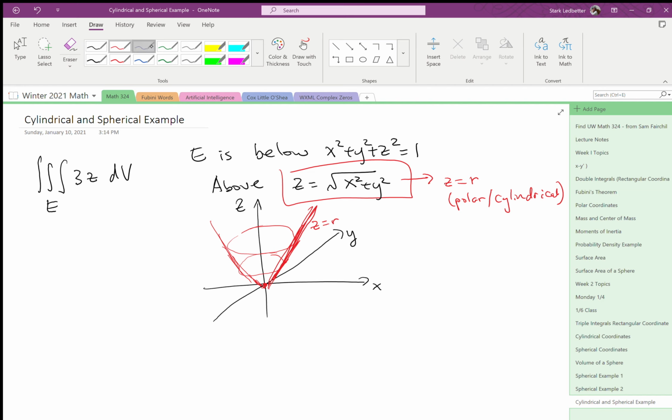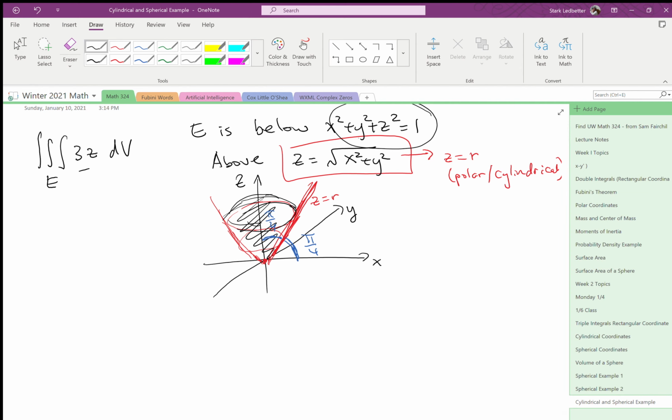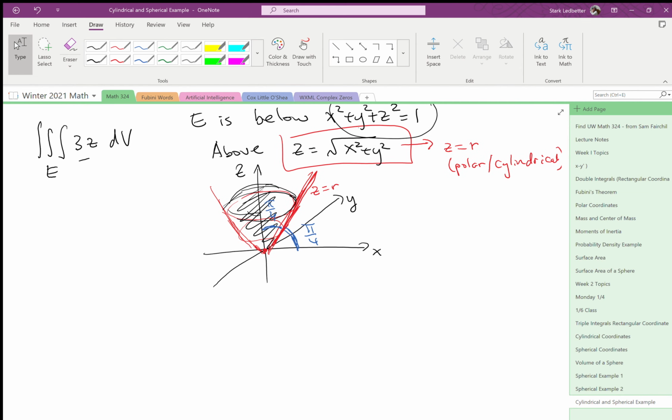So one notable thing about this that we have to know is that angle is 45 degrees or pi over 4. Either side of that. This side is also pi over 4. Okay, so that's a cone. And then here's a sphere of radius 1. So what we end up with is this ice cream cone thing. We want to be integrating the function 3z in that region. Okay, let's do spherical first since our previous videos were all spherical, so we're on that track.